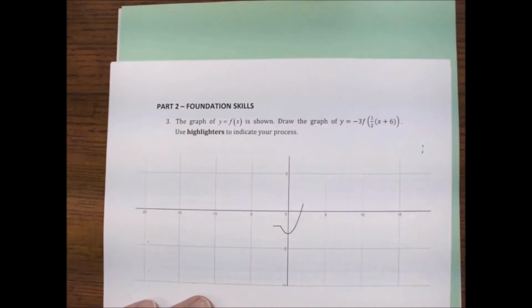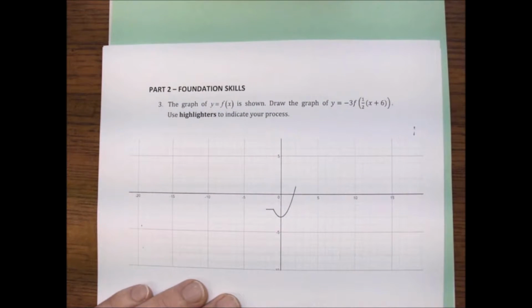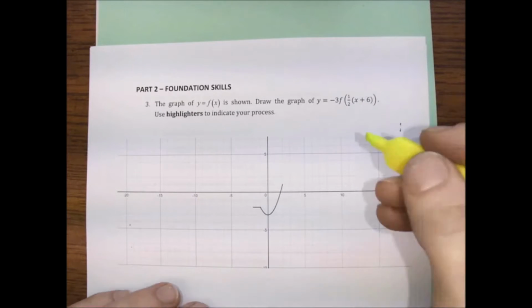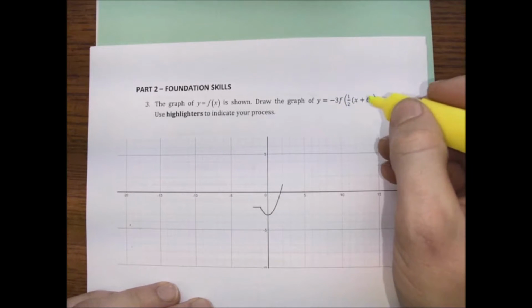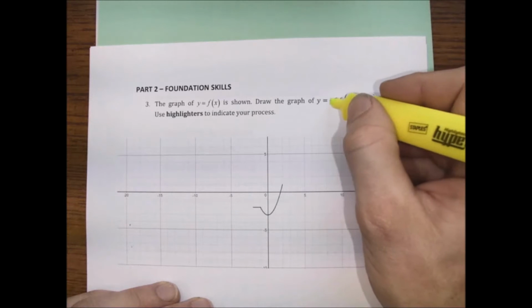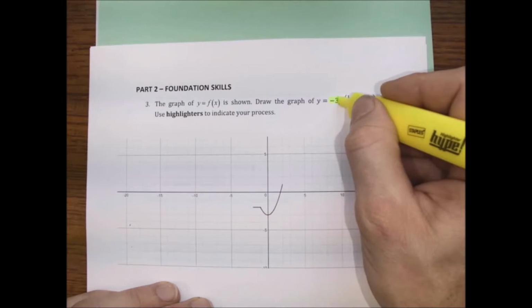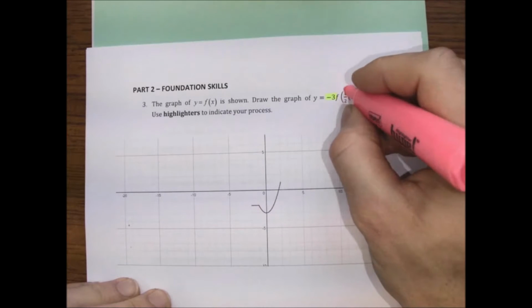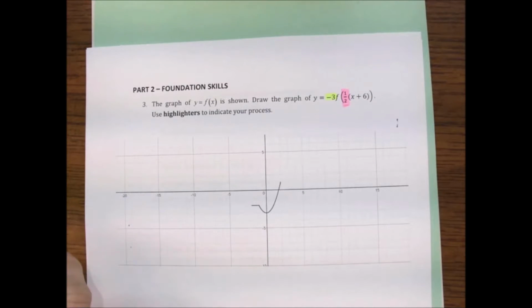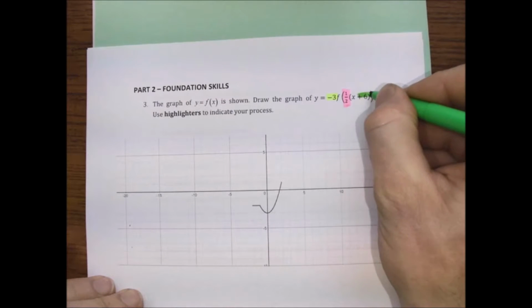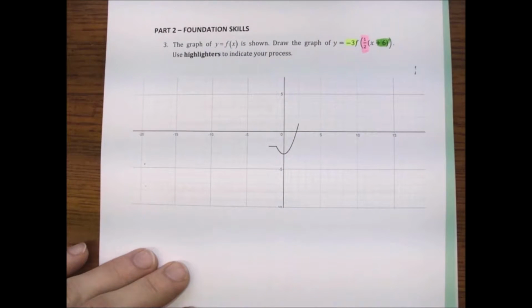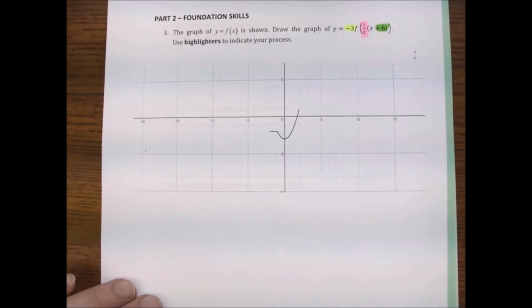All right. So the graph of f of x is shown. Okay. And we want to draw a graph of negative 3f of half x minus 6. So I've got a negative 3 here. This half. And this positive 6.